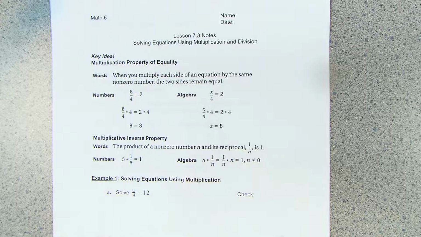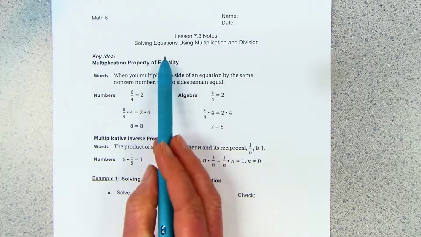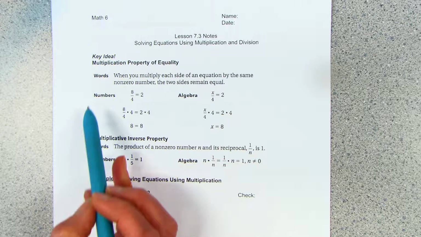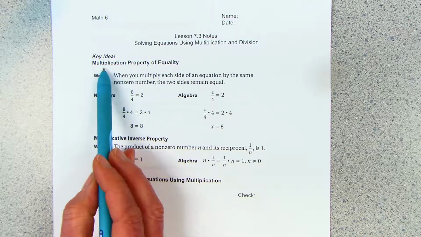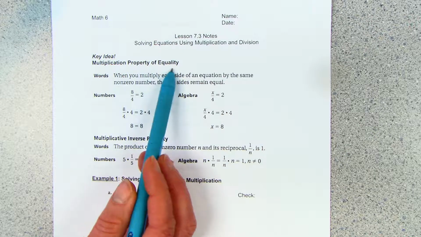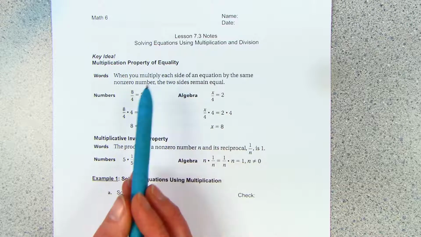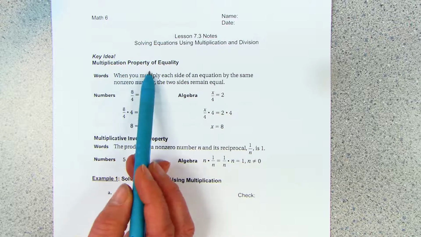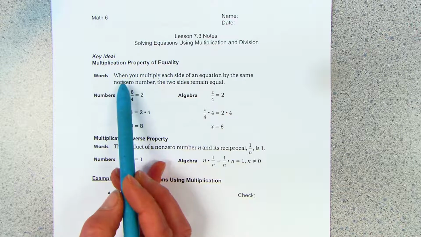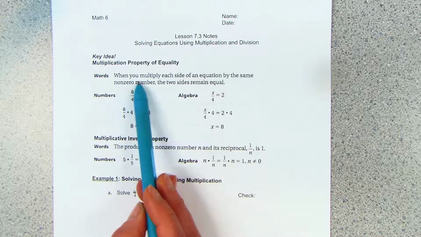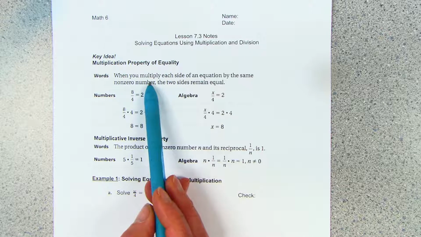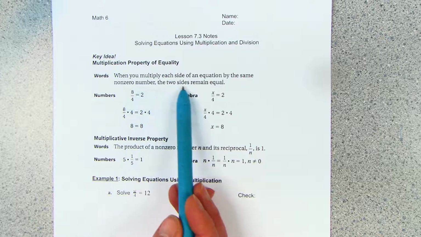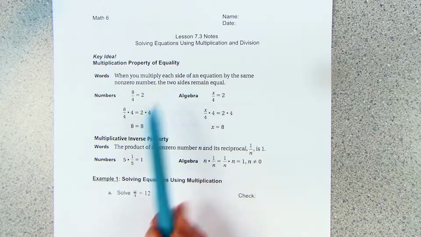Lesson 7.3 notes on solving equations using multiplication and division. The key idea is that we're going to use the multiplication property of equality. We have already looked at the addition property of equality and the subtraction property of equality. The multiplication property of equality says that when you multiply each side of an equation by the same non-zero number, then the two sides remain equal.